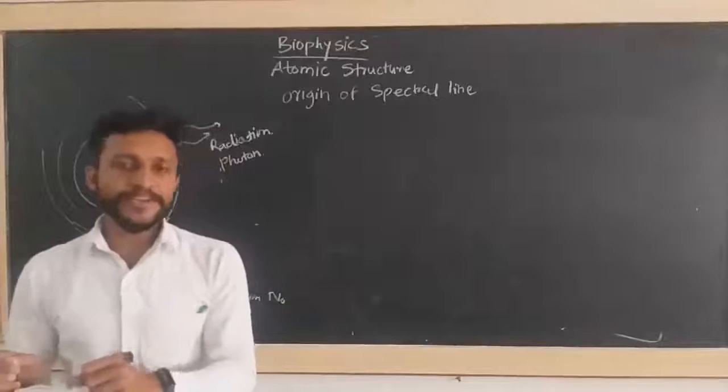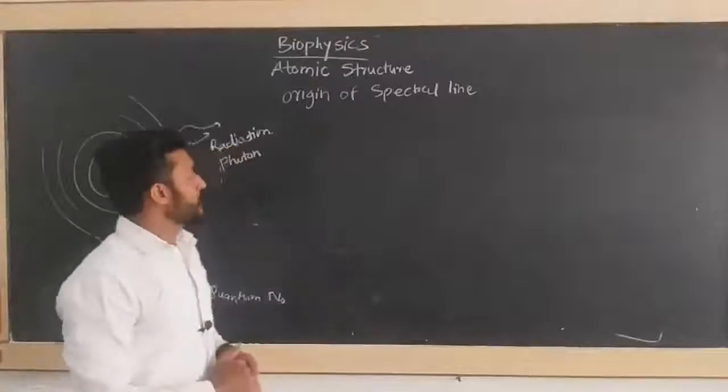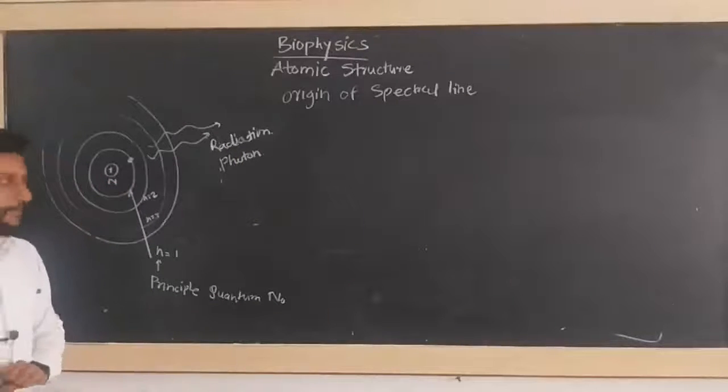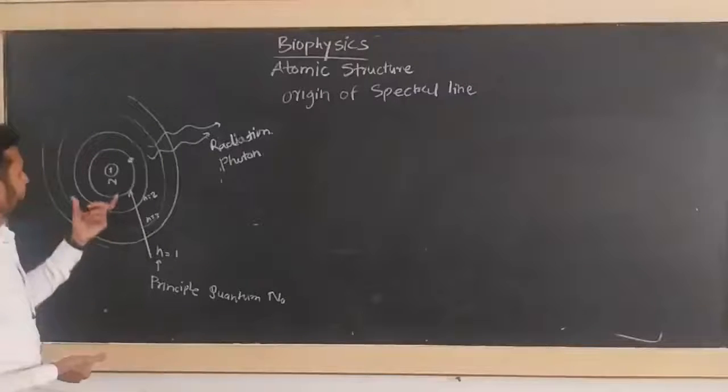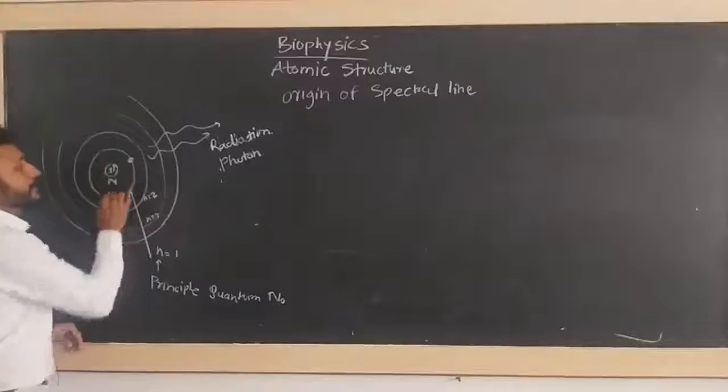Now let's come to the point, origin of the spectral lines. Here we consider a hydrogen atom, and it is having one electron and one proton.